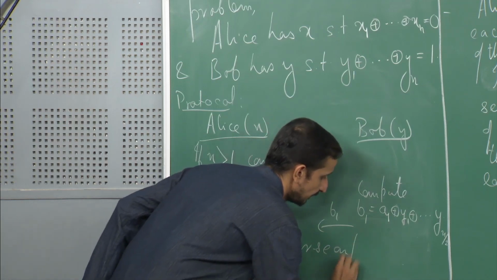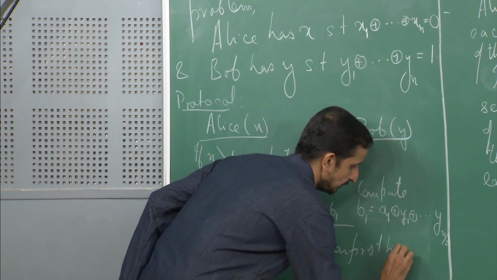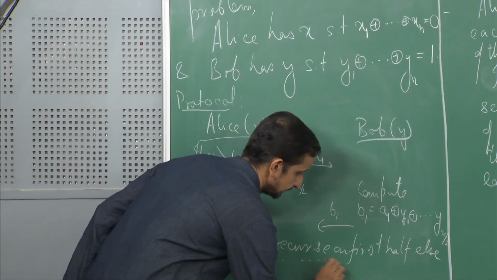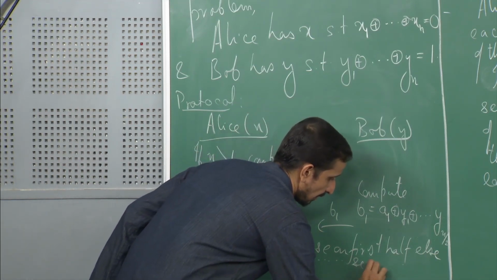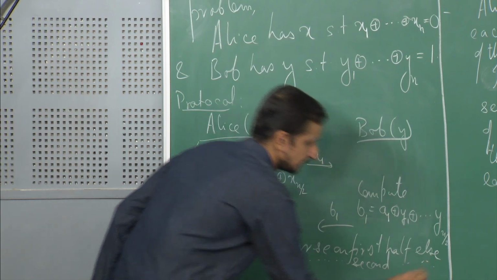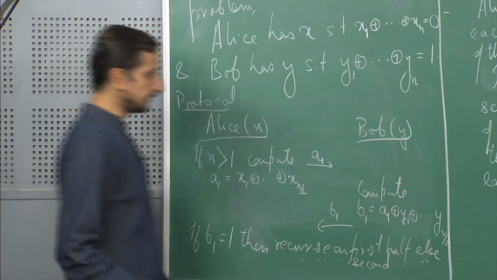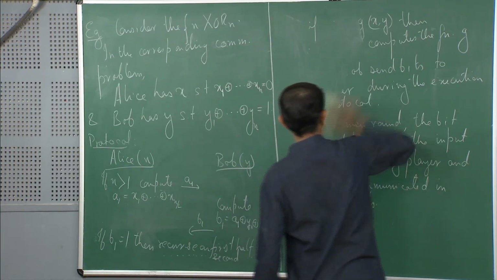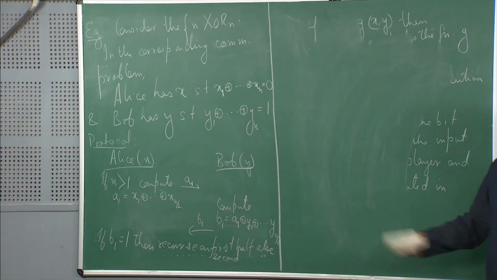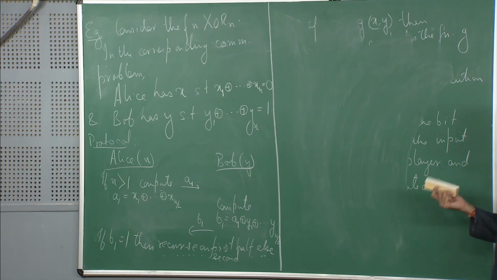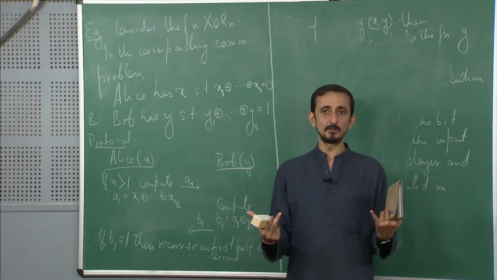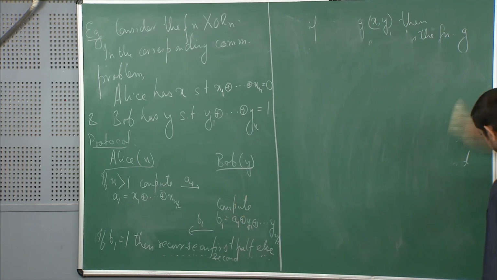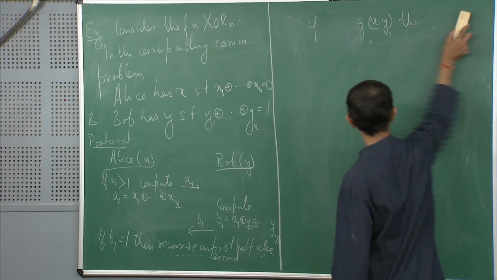Otherwise, recurse on the second half. And you do this, and now when do you stop? What is the invariant that you are maintaining at each round? The invariant is that the current string that you have, their parities differ. And of course in each round the size of the string gets halved.